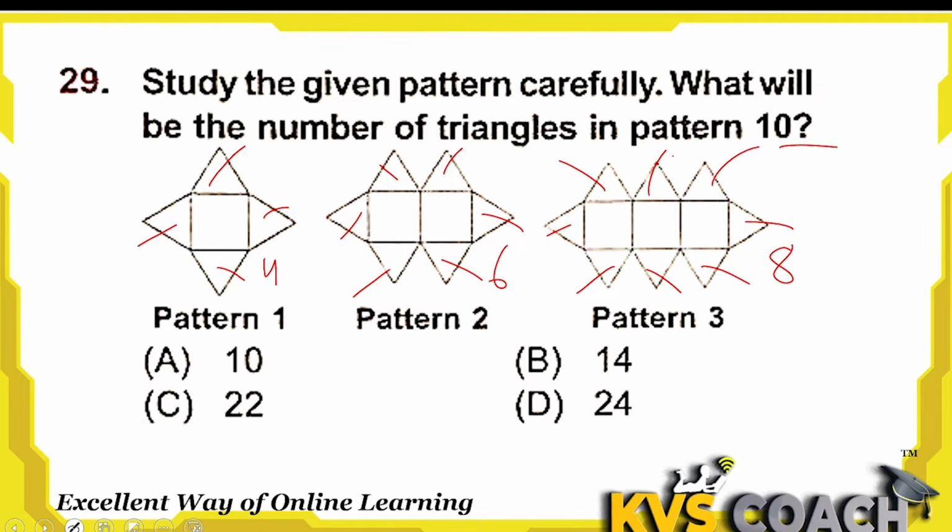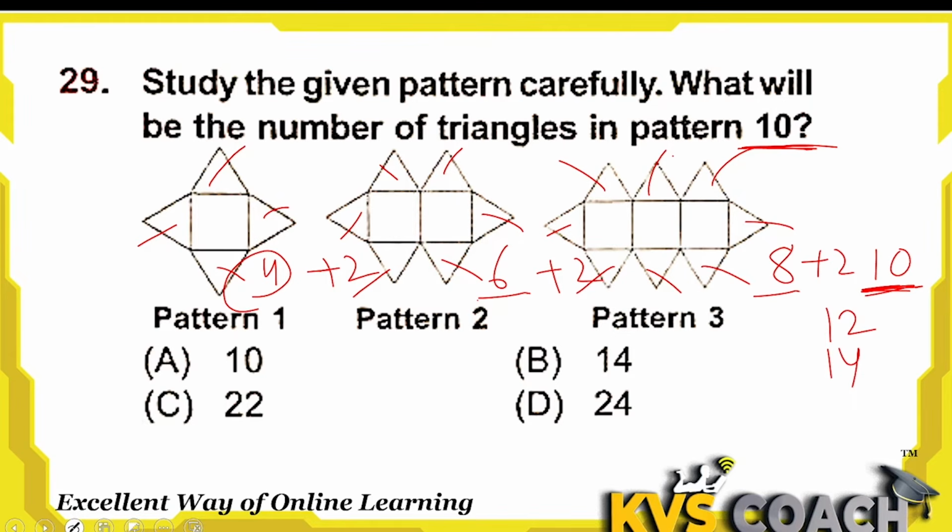So it means even numbers are increasing: 4, 6, 8, plus 2. Then again plus 2 will be 10. They are asking for the 10th pattern. So 4, 6, 8 for the third pattern, fourth is 10, fifth is 12, sixth is 14, seventh is 16, eighth is 18, ninth is 20, and 10th is 22. So C is the right answer here, the 10th pattern will have 22 triangles. C is the right answer.